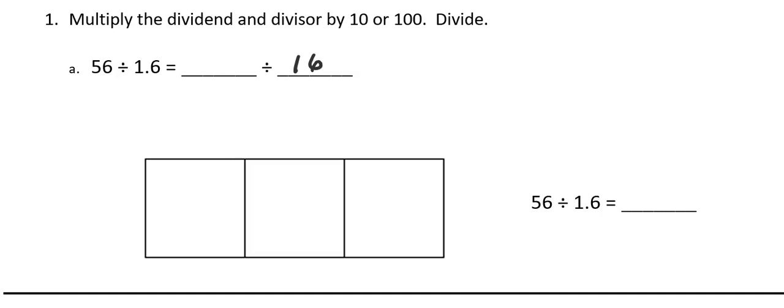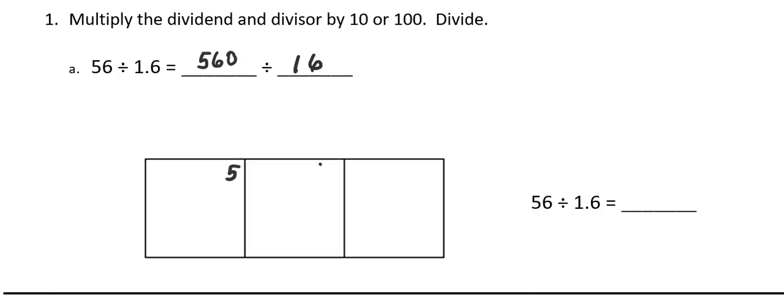If I multiply the divisor by 10, I also have to multiply the dividend by 10 to keep the equation balanced. So 56 multiplied by 10 is 560. In Lesson 26, we saw that if we multiplied both the divisor and the dividend by the same number, we would end up with the same answer. So now I'm going to divide 560 by 16.